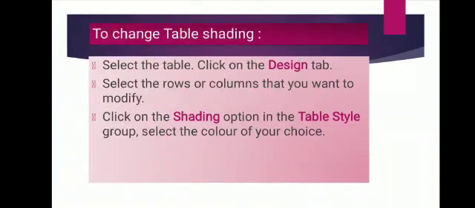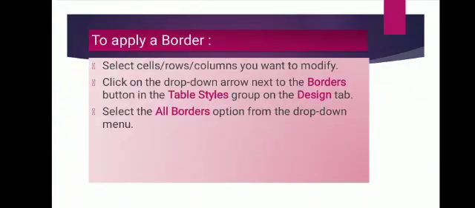Now next is to change table shading. If you don't like the shading of that table and you want to change it, first you have to select the table, then click on the design tab. Now select the rows and columns that you want to modify. Then click on the shading option. This shading option is present in the table style group, and it will give you a list of shading commands. Select according to your choice that you want to insert. Clear?